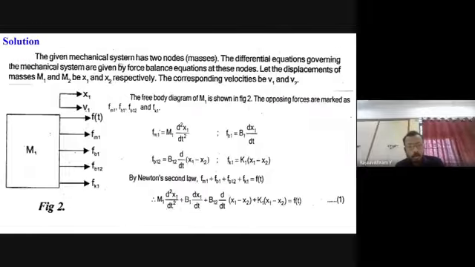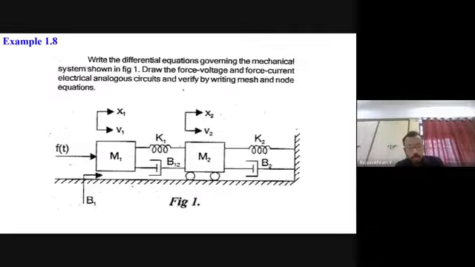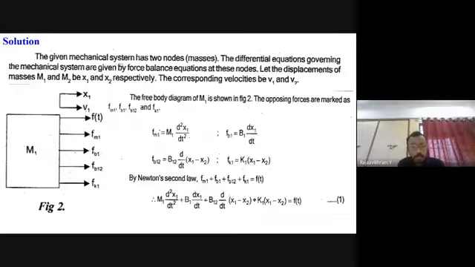See, first for M1, you see the diagram first from M1. So what are all the connecting elements? First one is K1 as a connecting element, then B12 is the second one, and the third one is B1, and the input force is F of t. Okay, so there are four things: K1, B12, B1, and F of t is the applied force. And see, this is the displacement x1 and v1 also given. So how many are there? 1, 2, 3, 4. There are 5 elements connected with M1, that is related with M1.